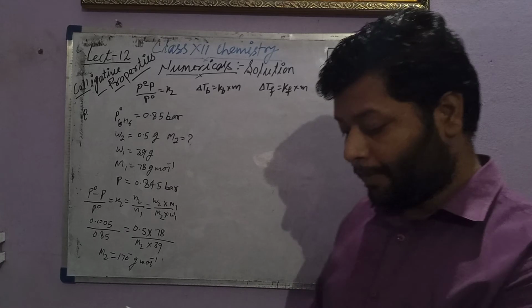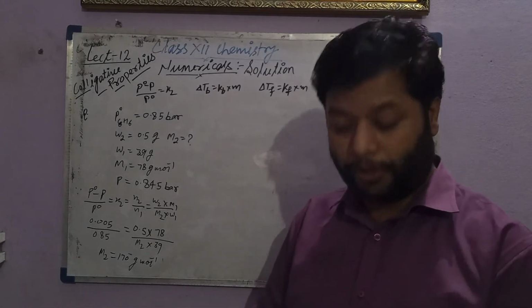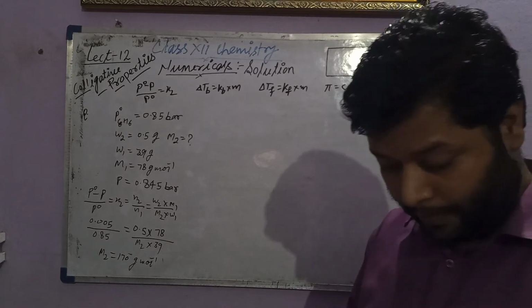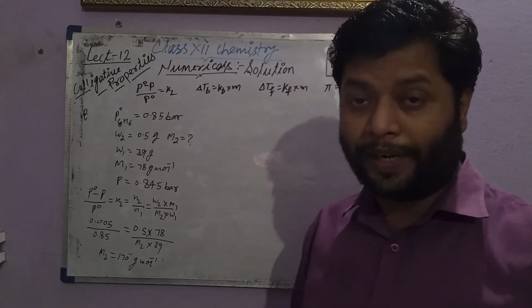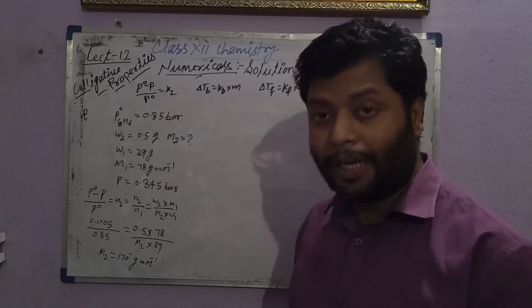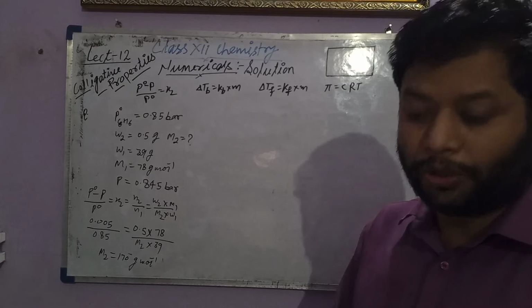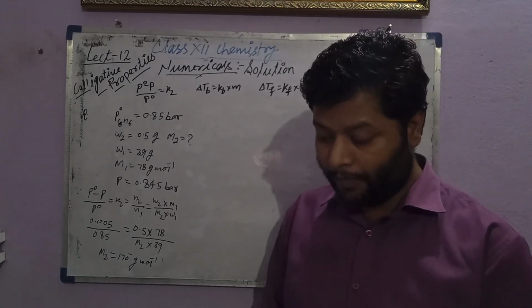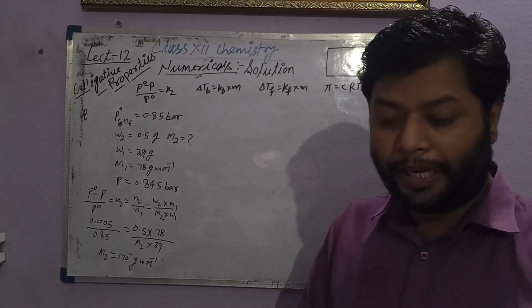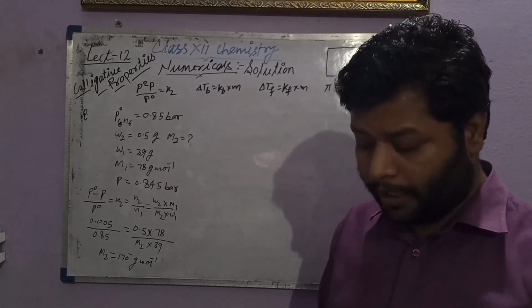Now we are going to attempt the next question, which is based on the elevation of boiling point. The example number 2.7. One by one I am solving the examples of NCERT. Then we will solve some of the in-text questions. There are two examples for elevation of boiling point, 2.7 and 2.8. We can attempt any one of the questions.